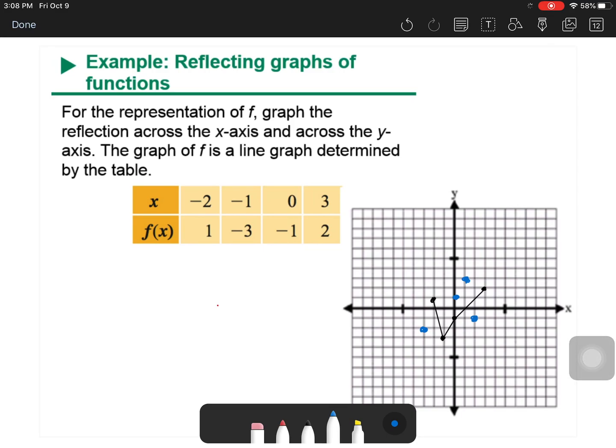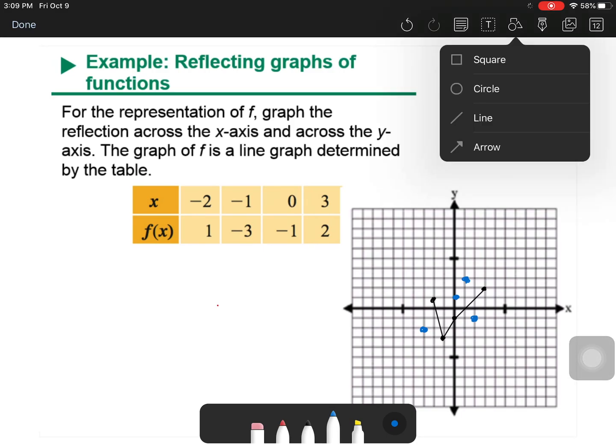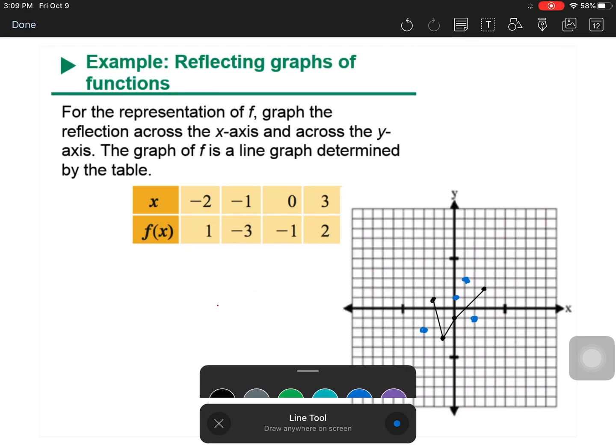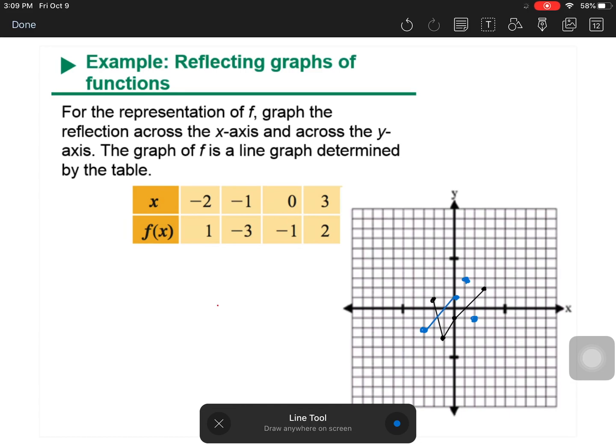Okay, so there's our double transformation, I guess. And let's do this in blue. Okay. So we would have a line graph, I guess, that looks kind of like that once we've done both our transformations.